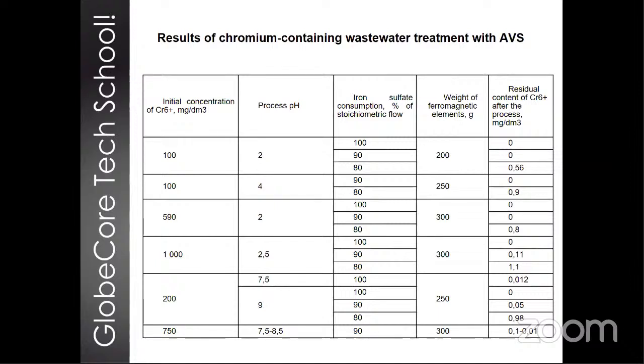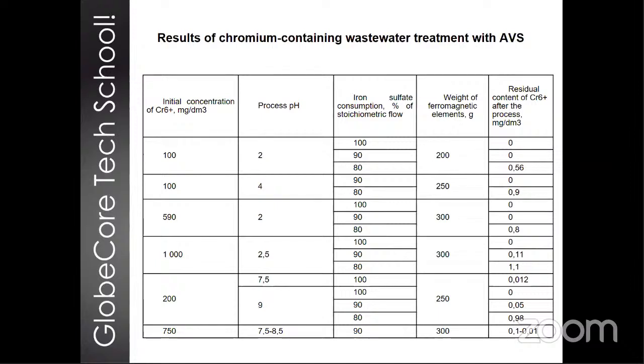when the chromium 6 plus was reduced in an acidic medium, and then between 7.5 to 9.0 when it was reduced in an alkaline medium. A solution of lime milk was used to alkalinize the effluents. Ferromagnetic elements used were made of steel, and the total weight of the metal particles was about 200 to 300 grams. And the diameter of these ferromagnetic particles was 1.5 to 2 millimeters. And the processing time in the vortex layer was about half a second to 1.5 seconds.